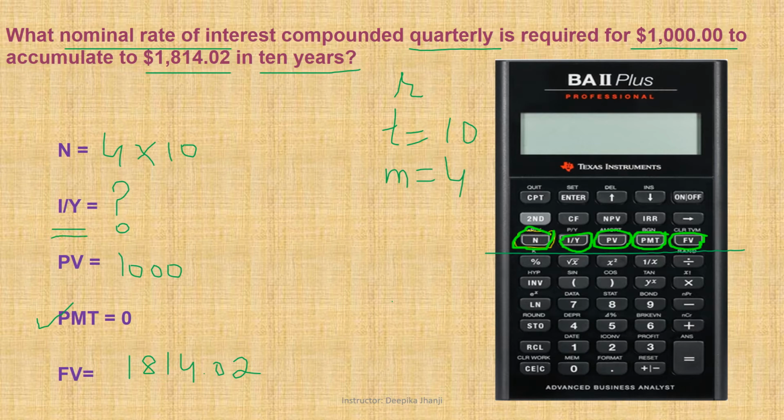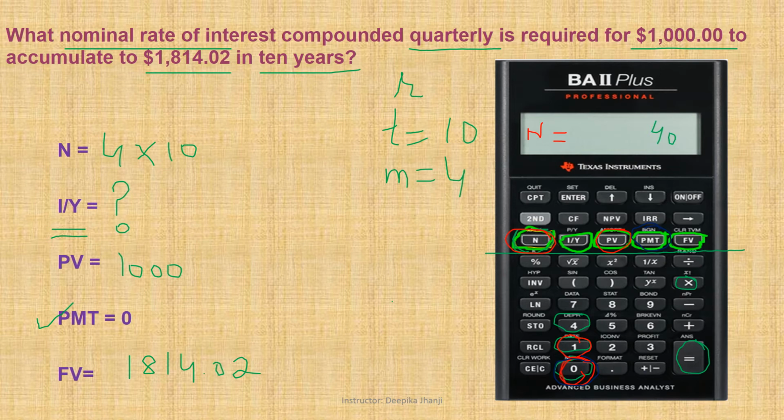When you input the values in calculator, you'll input 4 times 10 and then equals. Your screen will display 40. And then input n. Input n. So your screen will display n is equal to 40. Then input 1000 for PV. Then input PMT, that is you'll input 0 for PMT.